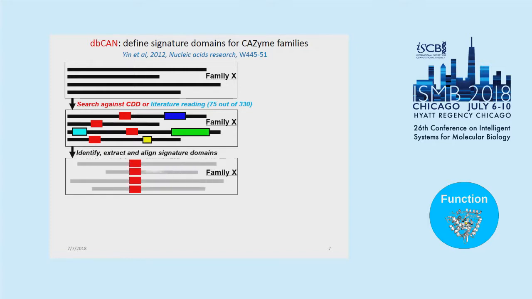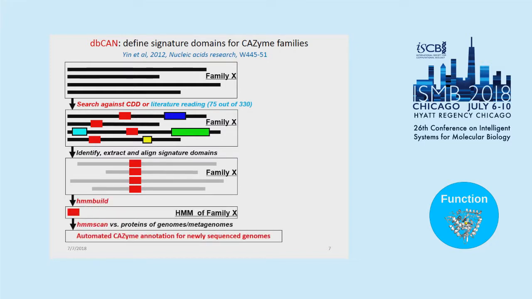So those will be extracted as the signature. In addition to CDD search, we also did a lot of literature reading, especially for those short carbohydrate binding modules. So basically, we extract those signature modules or domains, build multiple sequence alignments, and build hidden Markov models. So basically, dbCAN is a hidden Markov model database with 360 HMMs.